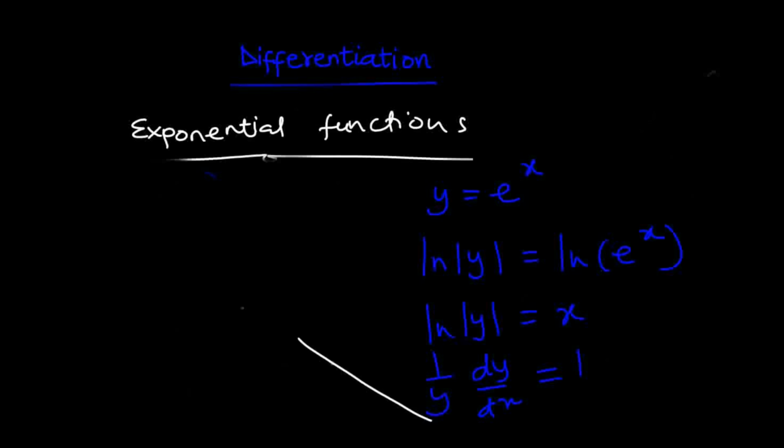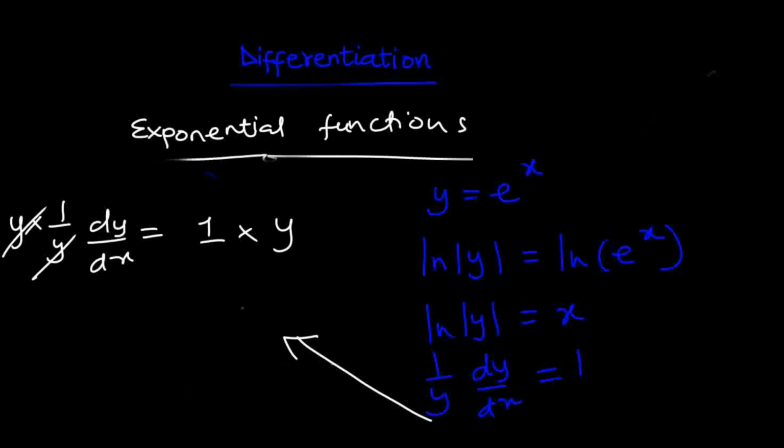So from here, you have 1 over y dy over dx equals 1. What I do is multiply both sides by y, so that I can get rid of this 1 over y here. So I can cancel out this y here.